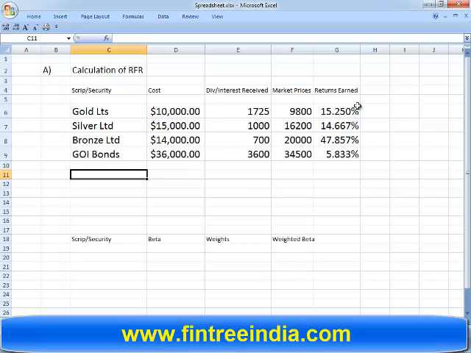Say that since the yield earned on Government of India bonds is 5.83%, the risk-free rate to be used in capital asset pricing model, CAPM, can be 5.83%.